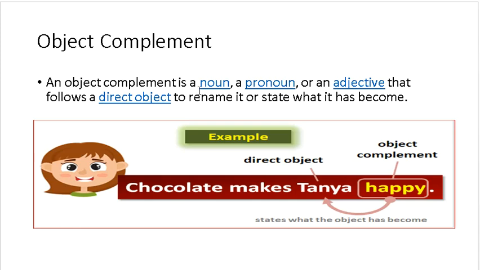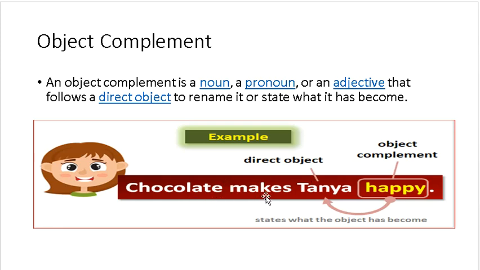An object complement is a noun, and this is like a subject complement. The similarity is that it is also a noun, pronoun or adjective, but it follows a direct object. It doesn't follow a linking verb. So this is the difference, whereas the content of subject and object complements may be the same. It may be a noun, pronoun or adjective, but its function may vary. They are qualifying two different things.